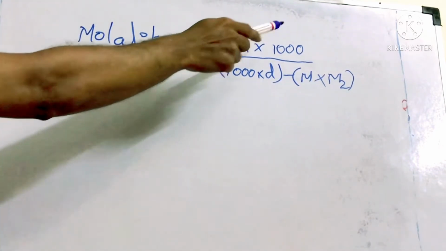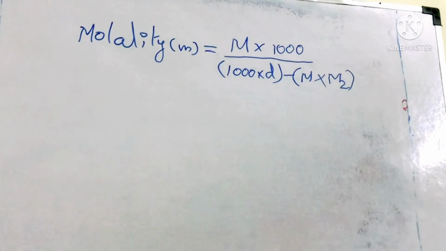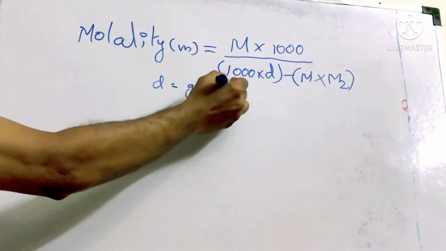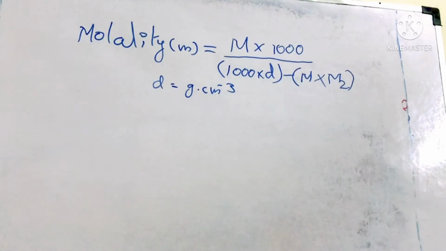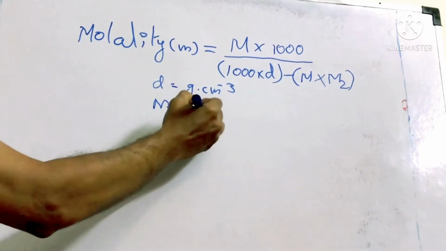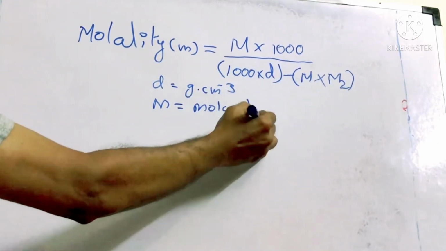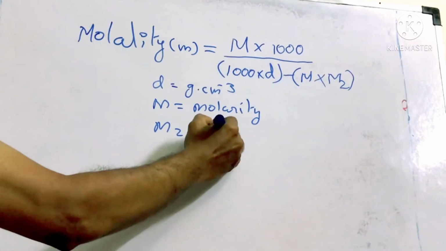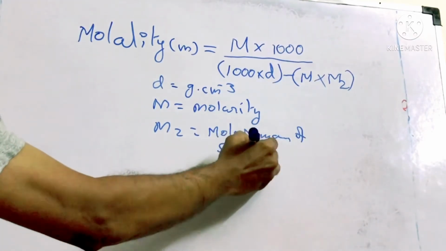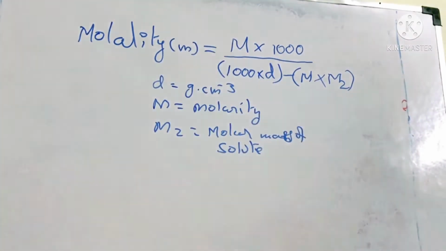So molarity of the solution into 1000 by 1000 multiplied with the density of solution, which we represent in gram per centimeter cube, where D is the density of the solution, capital M is the molarity, and M2 is the molar mass of solute or component 2, mostly it is solute. So this is the equation which helps us to convert between molarity and molality.